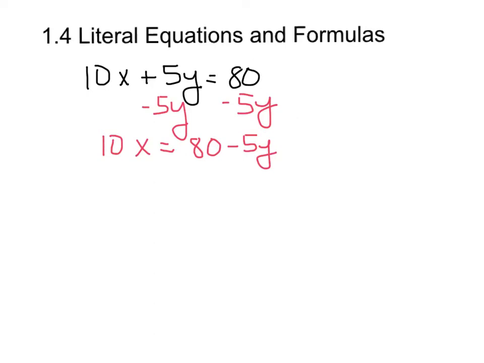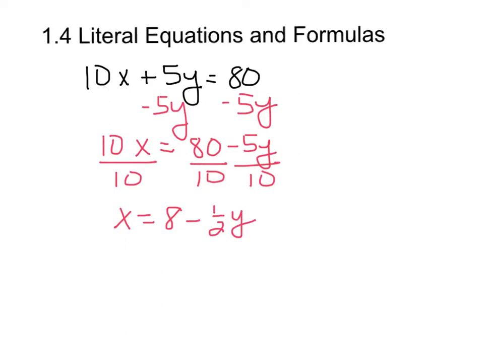Then you're going to divide everything by 10. So now let's simplify. That would give us x equals 80 divided by 10 is 8, minus 5 divided by 10, so that'd be 1/2 y. Therefore, we just solved the equation for x.